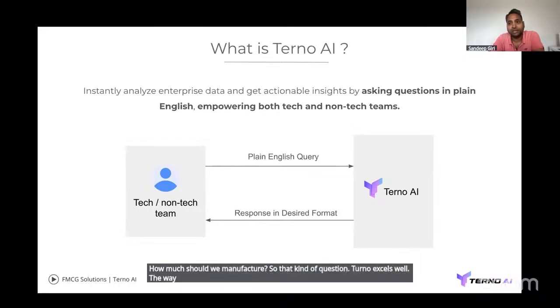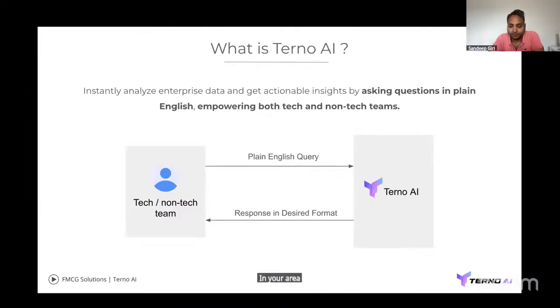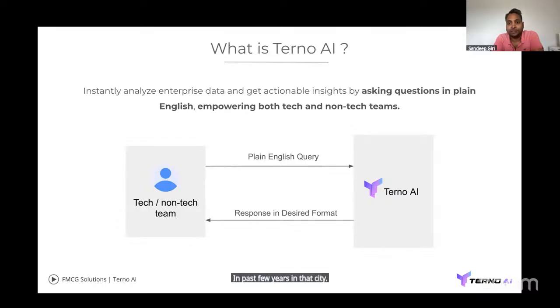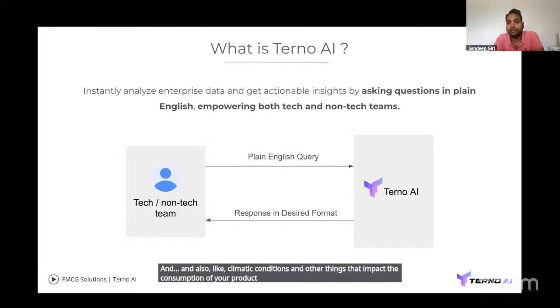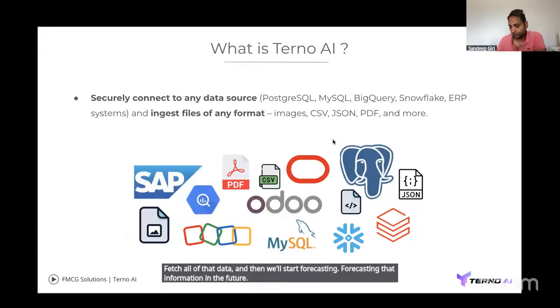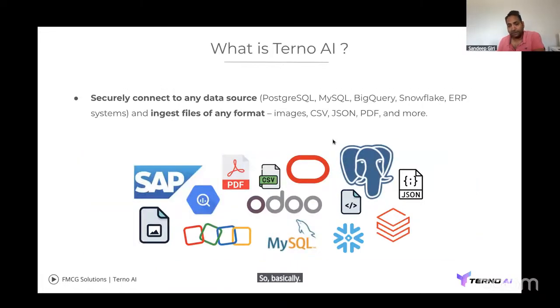The way Terno solves such a problem is it will observe the demand for your product in the past few years in that city, observe the population increase in that city, and also climatic conditions and other things that impact the consumption of your product. It will try to fetch all of that data and then start forecasting that information into the future. So basically, this is what Terno does.